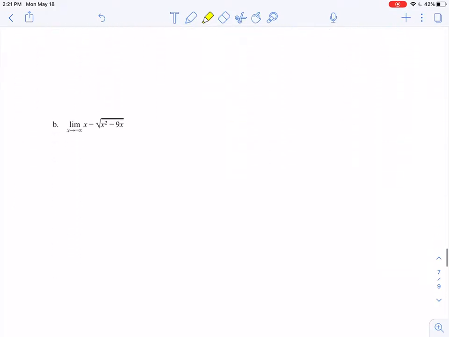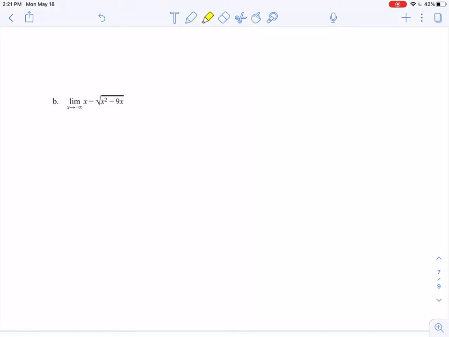Part B is a little bit trickier because that doesn't quite look like a radical. So here I have the limit as x approaches negative infinity of x minus the square root of x squared minus 9x. And I'm going to end up with infinities, and it's going to cause a problem if I try and take this to either positive or negative infinity and plug this in. It's just not going to work for me.